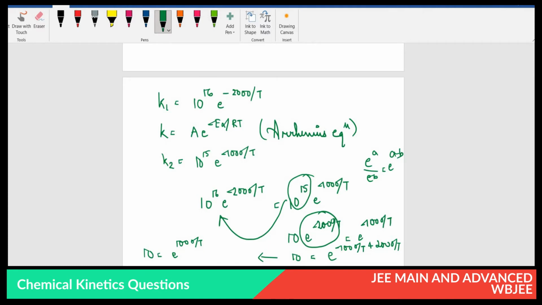Now, what can we do? We can use the ln factor here. We will apply ln on both sides. ln of 10 is how much, students? Just check on your calculator. It is roughly around 2.303. So, applying ln on both sides, ln 10 equal to ln e to the power of 1000 by T, and ln and e will get cancelled. So, this is 2.303, and this is 1000 by T. So, your T becomes 1000 by 2.303. Right, students? So, this is your answer. Now, this matches option number B. Clear so far?